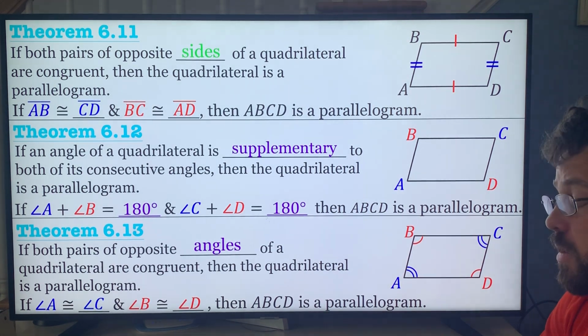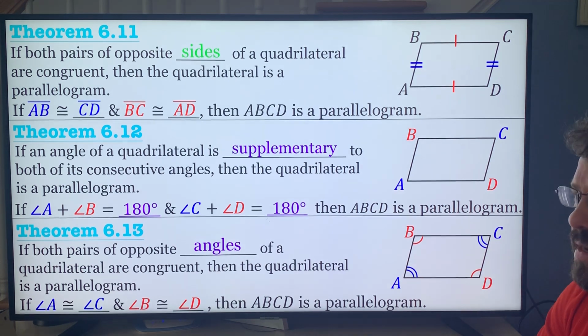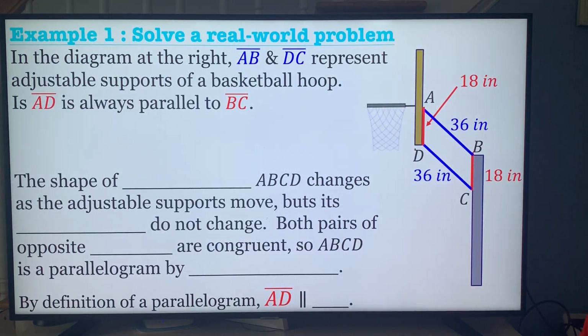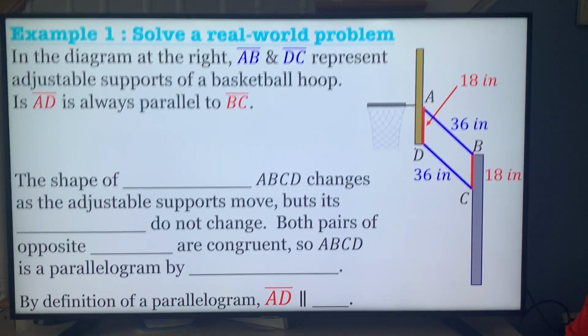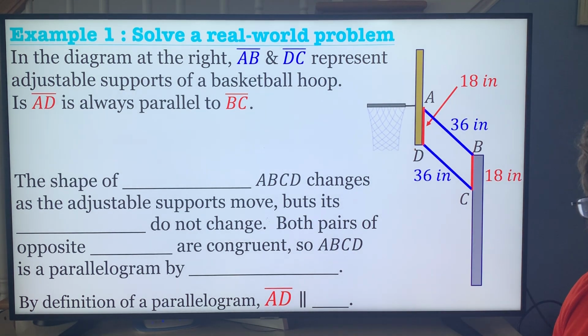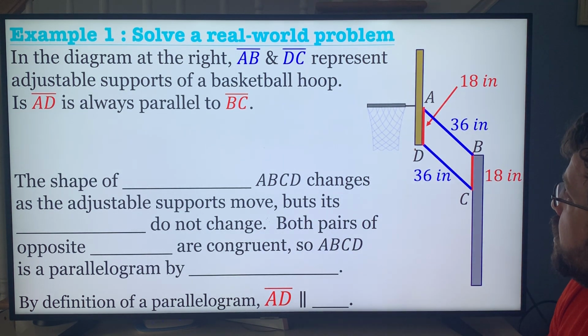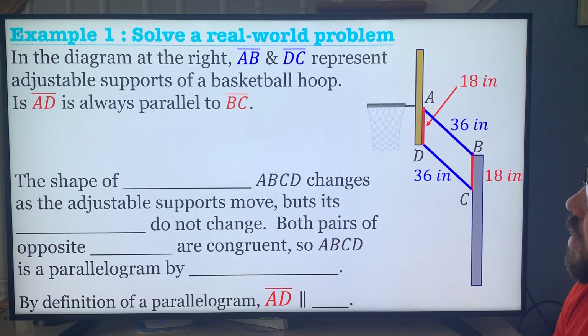We went over these before. We're just going to touch up on them again because parallelograms are the most common. So let's look at example 1. We've got a nice little basketball rim right here. Hopefully some of you will be able to go outside, play some basketball, and stay active a little bit.